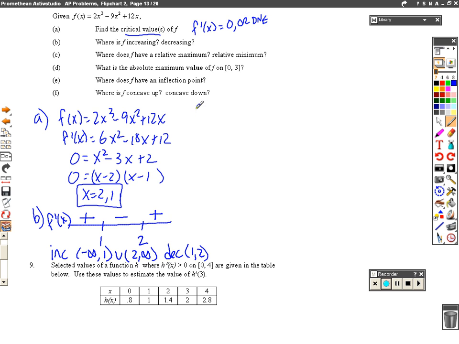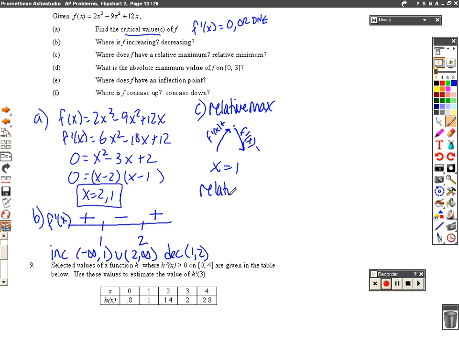Alright, let's go back, look at C. Now we want to do relative max. Well, a maximum on a graph is when we have to go up and then go down right afterwards. Positive first derivative, negative first derivative. Whoa. Up, down, right? So where does it go from positive to negative? That occurs when x equals 1.